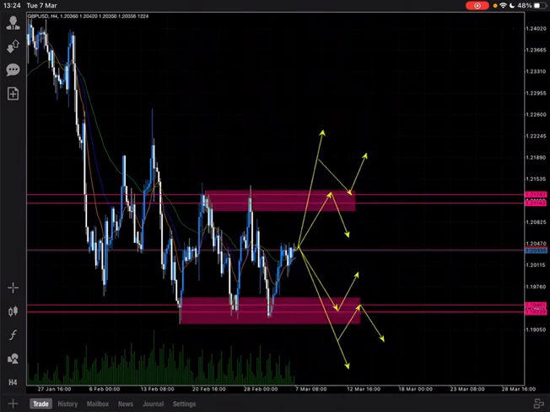Okay, so monitor M5 or M15. That's where you will find your entries. What do you monitor for? Engulfing meets engulfing, engulfing fail meets engulfing, or your ABCs. Okay, that's for GBP USD. Let me just screenshot that for saves.